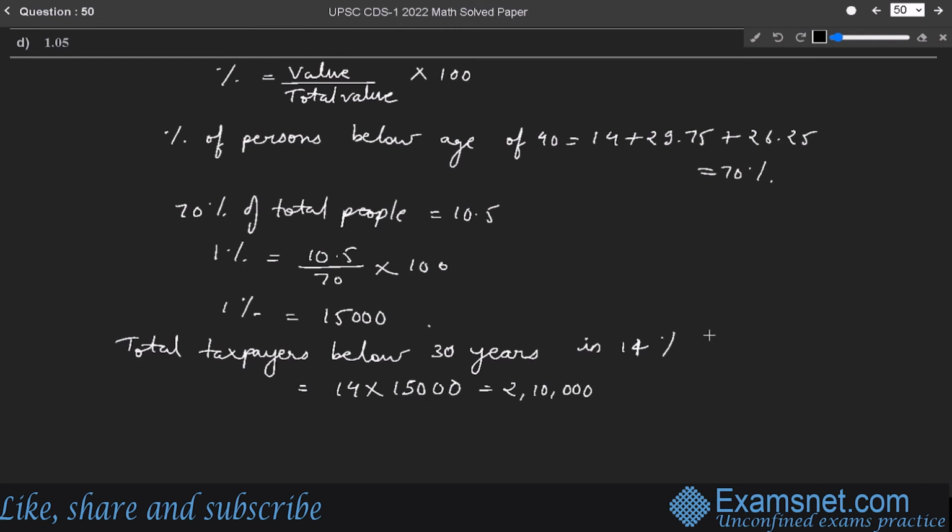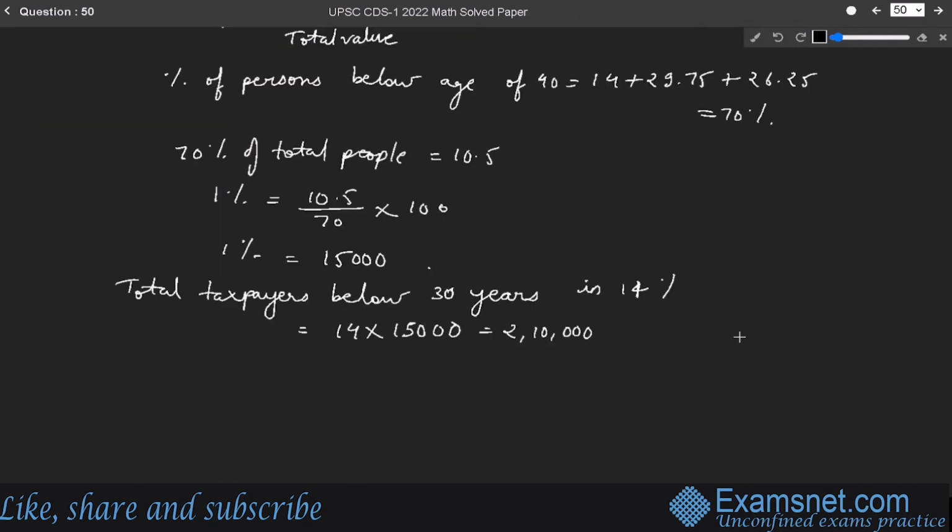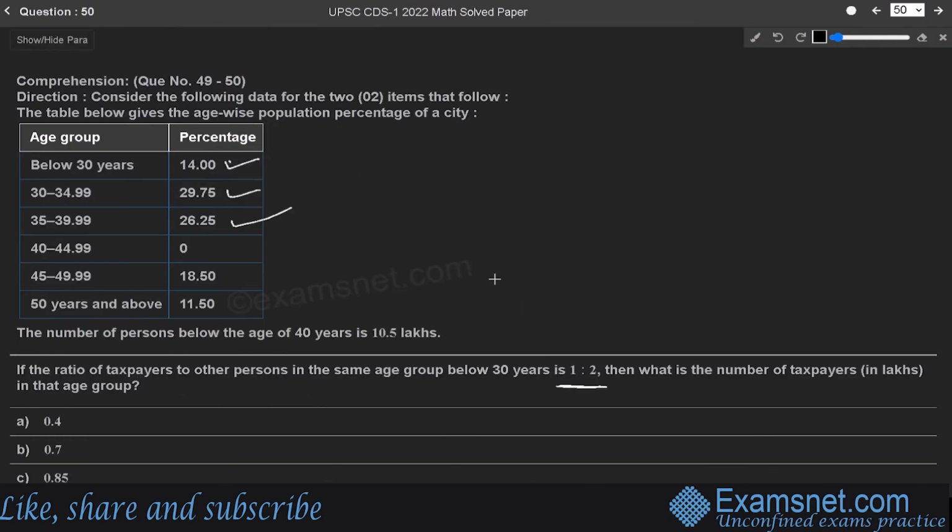2,10,000. Since the ratio of the taxpayers and non-payers in the group is 1:2, we can see in the question the ratio is given as 1:2, and this is the ratio for taxpayers and non-payers. Therefore, since we have the ratio as 1:2, the number of taxpayers will be equal to 2.1 into 1/3, which is equal to 0.7. So the total number of taxpayers in that age group is 0.7 in lakhs. So the correct answer for this question is 0.7, which is option number B here.